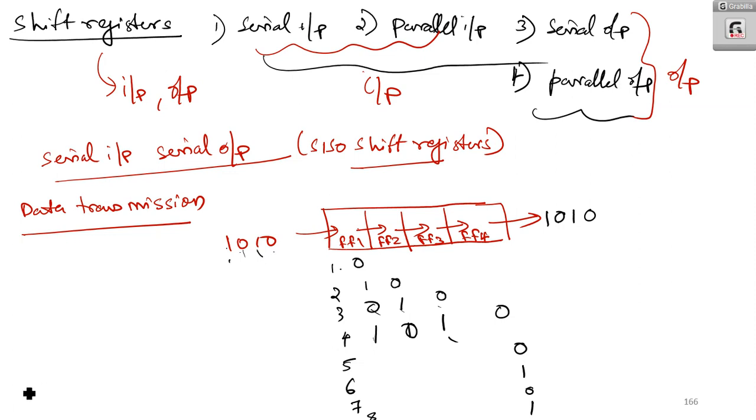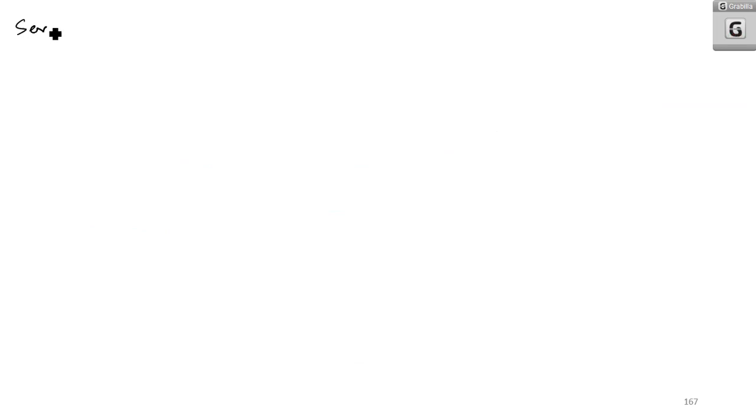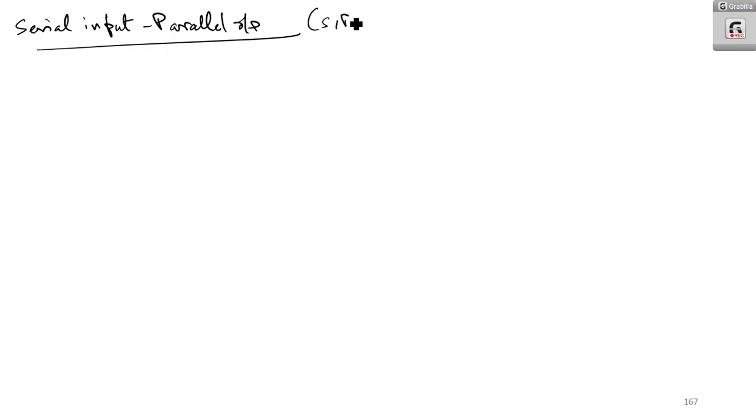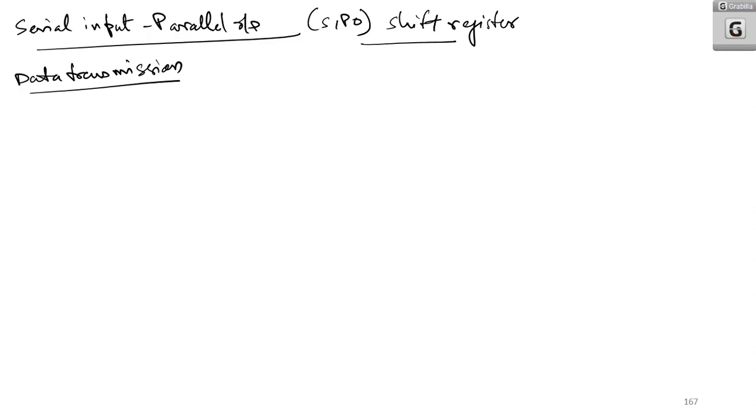Now coming to data transmission in a serial input, parallel output shift register. We have a combination like that: serial input, parallel output shift register, that is SIPO. So how does data transmission happen in that? That is the question arising here.